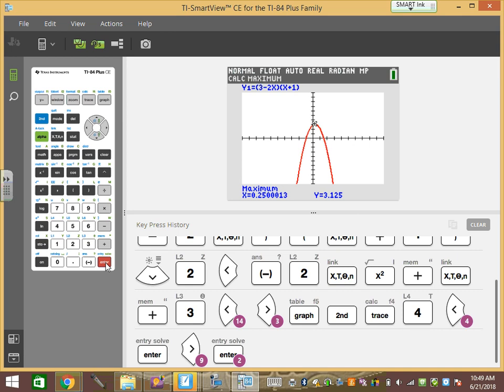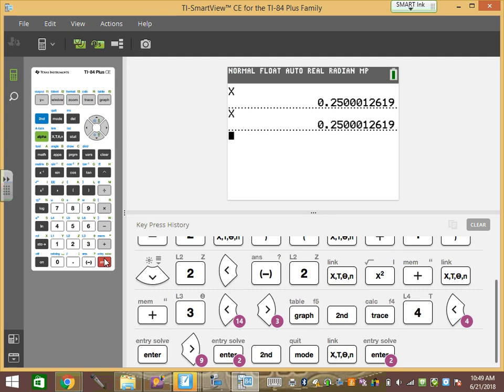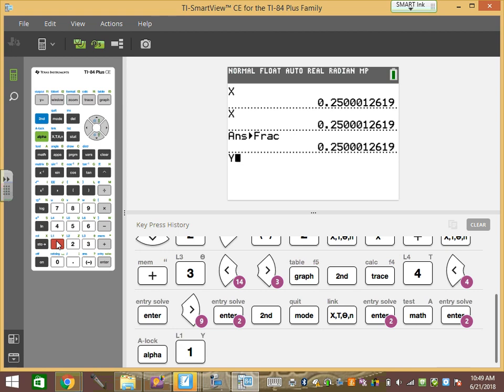Now, if I want to actually state those as fractions, I can see if they can turn into a fraction. Let's see if I can remind you how to do that. So you're going to go X onto your main screen and hit enter, and then you're going to go math, enter, enter. That one doesn't turn into a fraction. The Y is alpha 1, and then math, enter, enter. That one does turn to a fraction, 25/8. So you could use fractions if you wanted to.